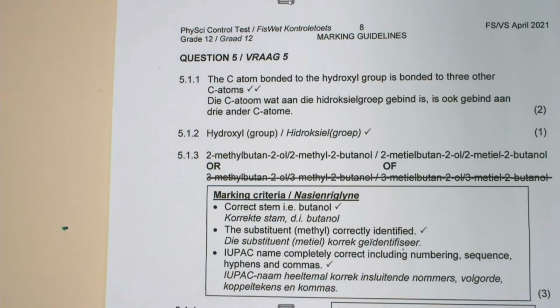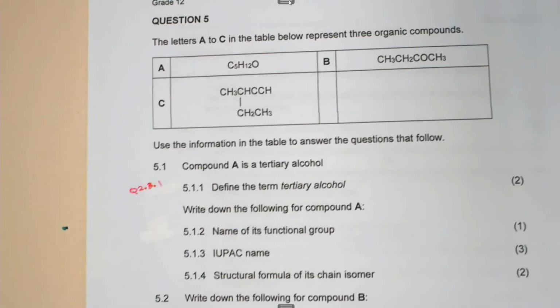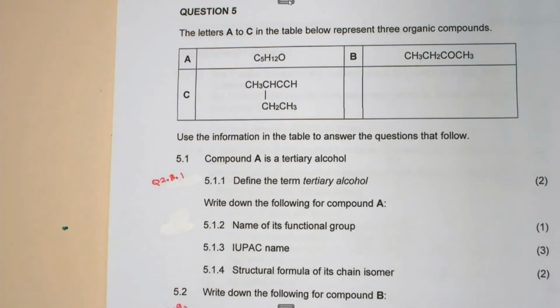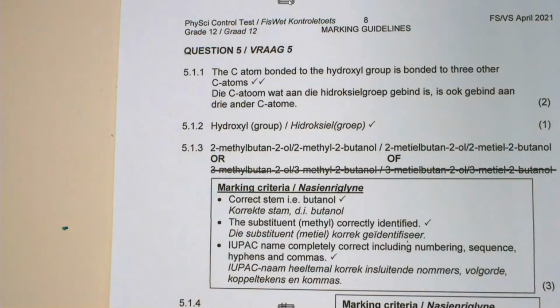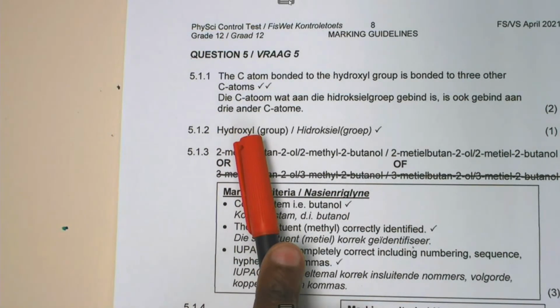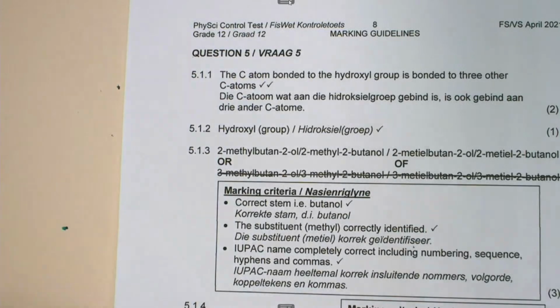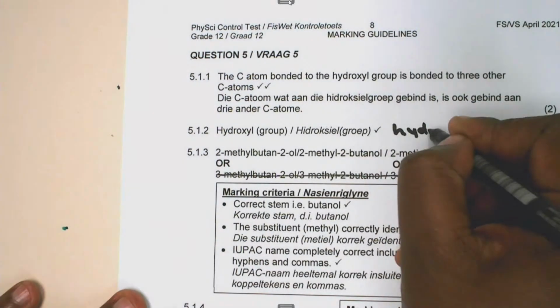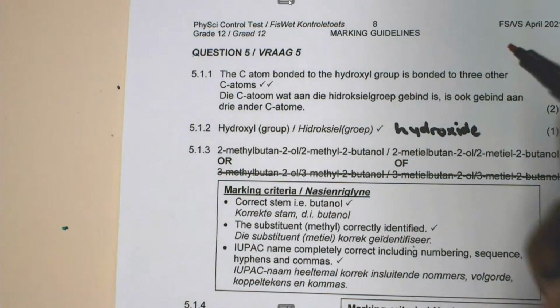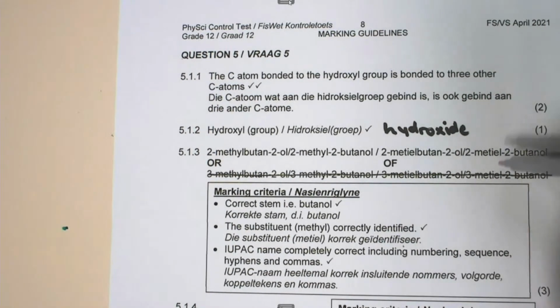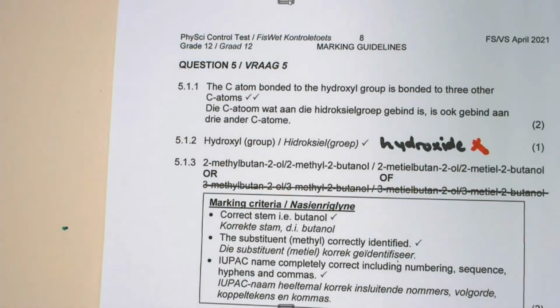Now, in the next question, the question says, write down the following for compound A, the name of its functional group. So the name of the functional group of an alcohol is a hydroxyl group. And colleagues, if this learner says it is a hydroxide group, please do not correct the learner, just write hydroxyl and give a mark. Hydroxide is incorrect. It's 0 out of 1. Not almost correct. It's incorrect, completely incorrect. So let us not give that mark.